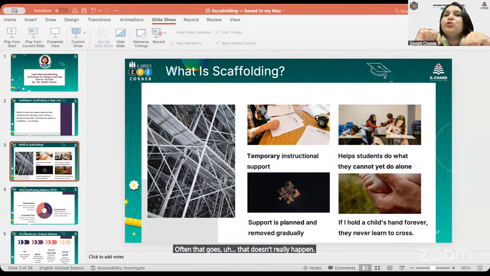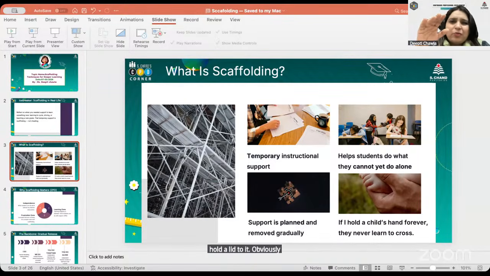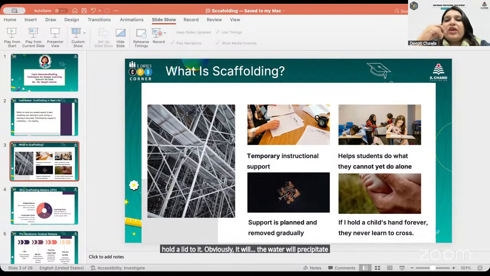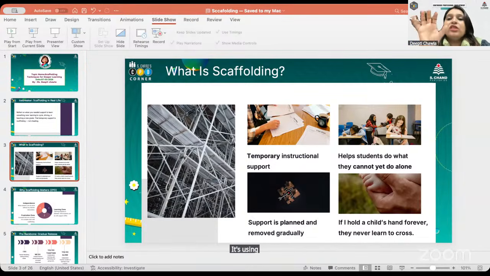So we need to do that. We need to provide them. And showing precipitation is also not that big of a task. It can be done with evaporation. The minute you do evaporation and you hold a lid to it, obviously the water will precipitate. So it becomes very easy and quick for the child to understand with a quick demonstration. So on one hand, it's using TLM, on the other hand, and all of these things are interlinked.